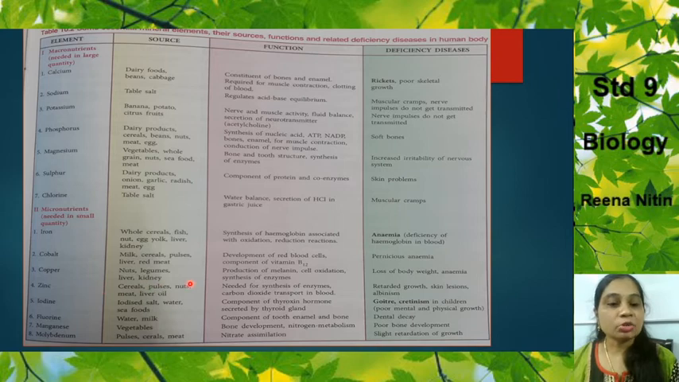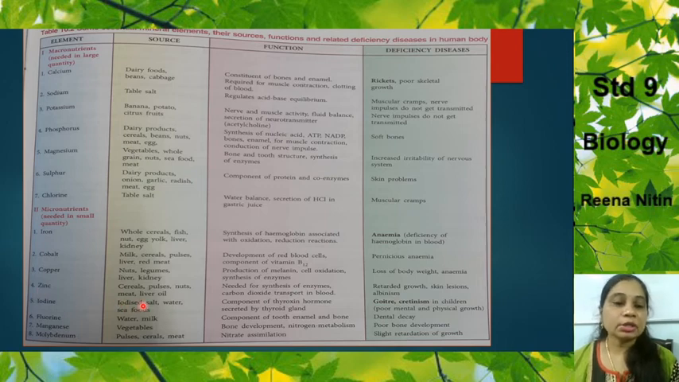Zinc is present in all these foodstuffs. It is needed for synthesis of enzymes and carbon dioxide transport in the blood. What does its deficiency lead to? It leads to retarded growth and skin lesions. Skin lesions is nothing but some skin disease or irritability of the skin. It could be a sort of itching, or like a scar or something like that, some disease of the skin. There will be a retarded growth of the child.